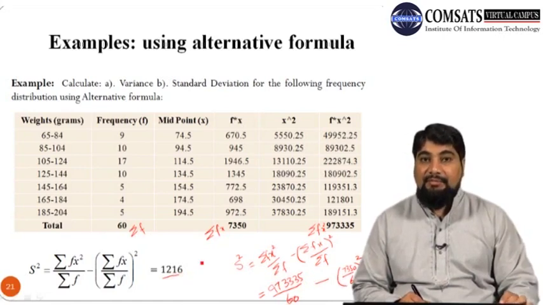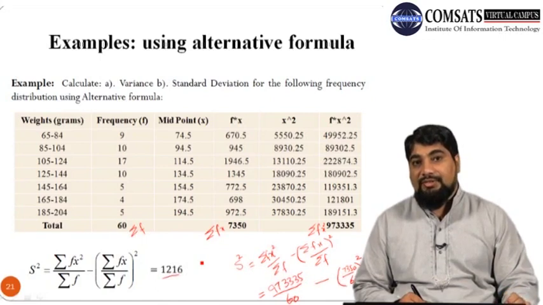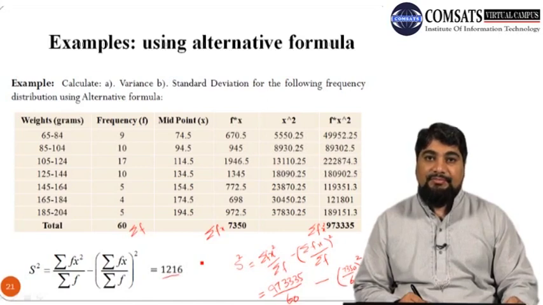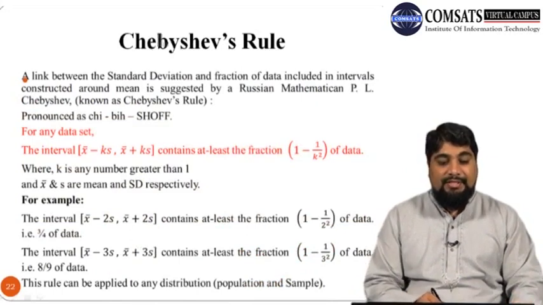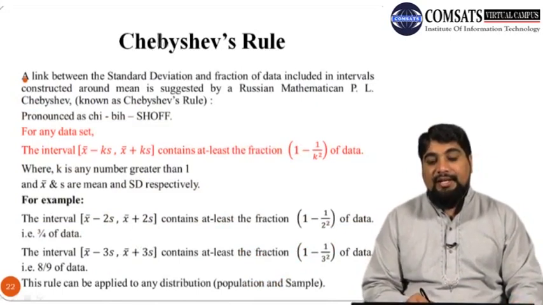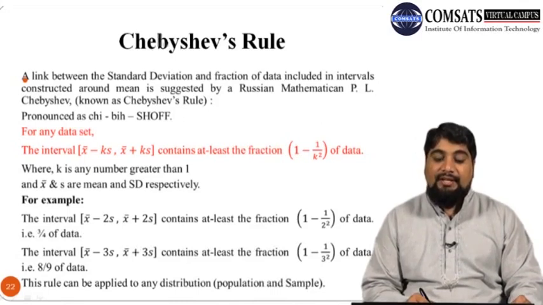So remember that this is the same result which was obtained earlier using the original formula of the variance. So if we take the positive square root of this number 1216, we can get the standard deviation. So next we discuss Chebyshev's rule. It is a link between standard deviation and the fraction of data which is included in intervals constructed around the mean. And this rule was suggested by a Russian mathematician P.L. Chebyshev. So that's why it is called Chebyshev's rule.